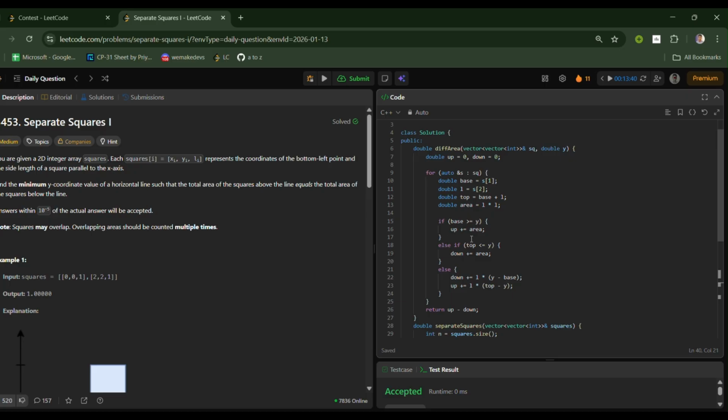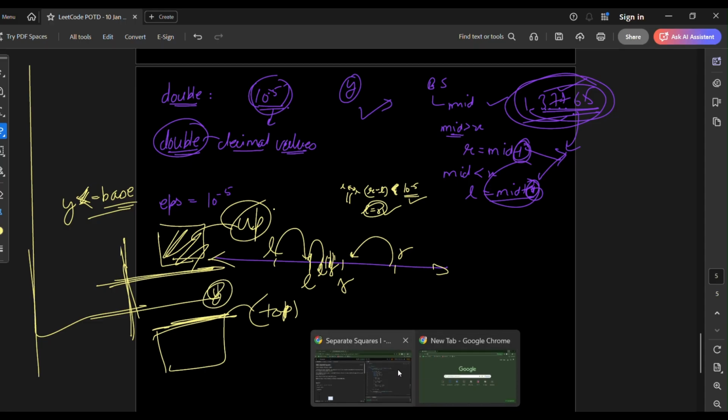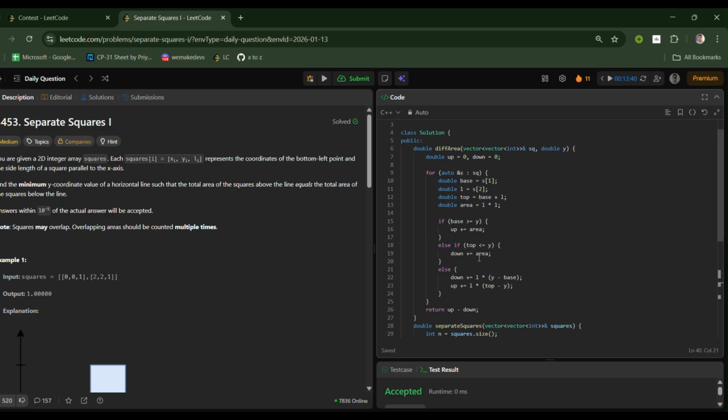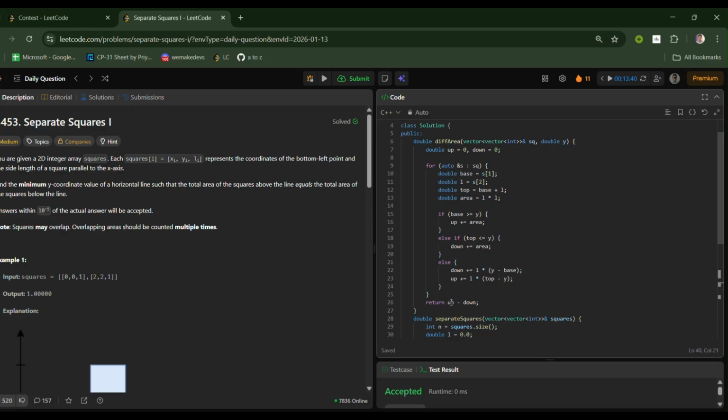And else if the top is less than y, I have already told you about this condition also. Whenever the top of this square is less than y, or the mid part, then we will add it to the bottom part or the down area. But else, down will be added l into y minus base, and up plus l into top minus y, and we will return the difference, up minus down.